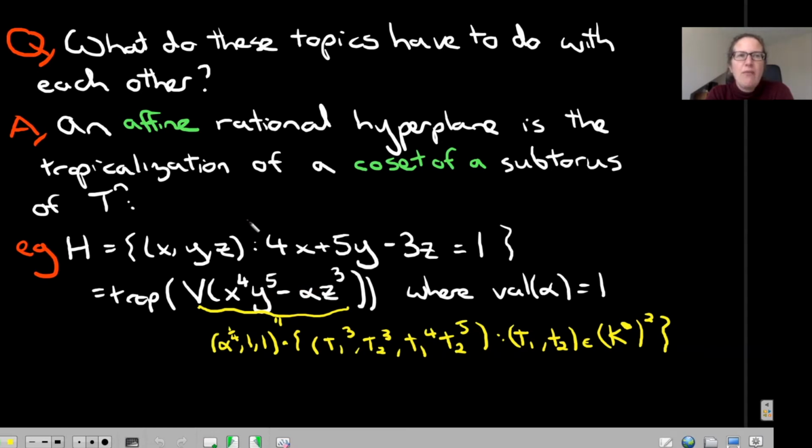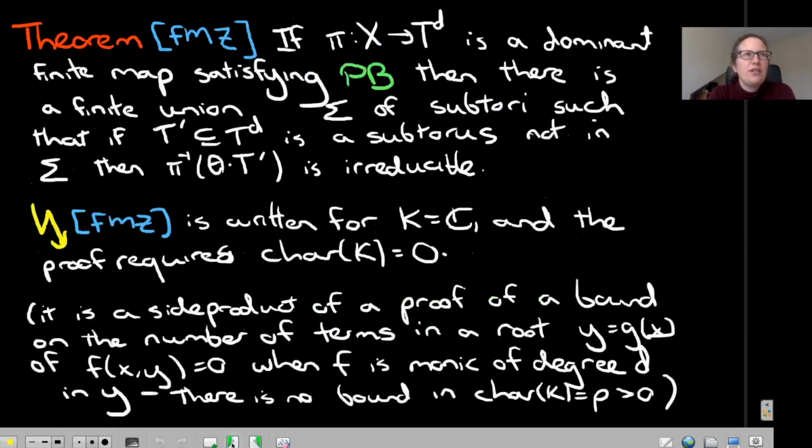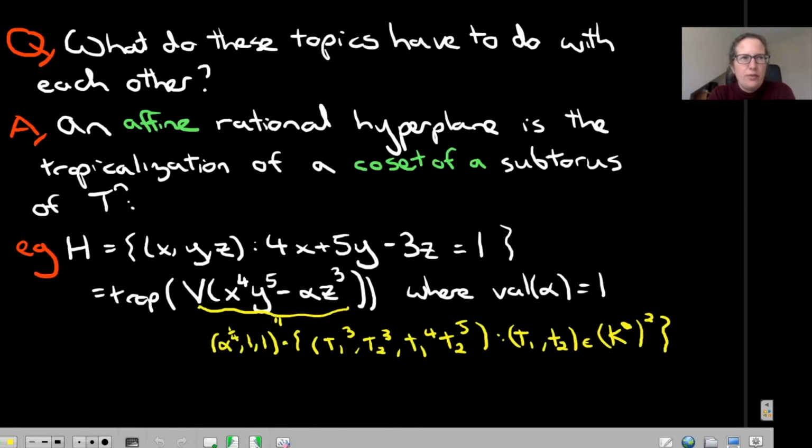Okay, so whenever we have a hyperplane, it is the tropicalization of a coset of a subtorus. And this is, from the tropical perspective, why, if we go back to the Bertini theorem, we had these cosets here. So I had a subtorus and I had a coset, theta times t prime, that I wanted to intersect. And this is why this is very useful from my point of view. Okay, so we have the subtori, we have the cosets.